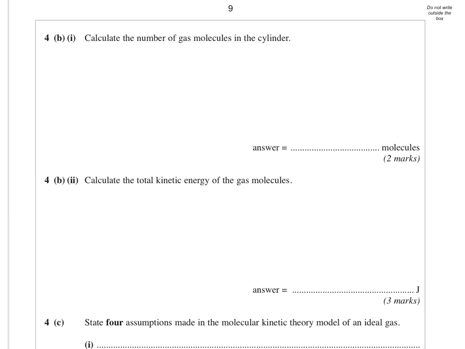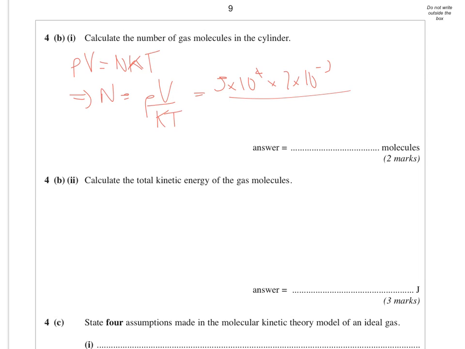Calculate the number of gas molecules in the cylinder. So when we're dealing with numbers of molecules, we're going to be using the NkT form of the equation, and we want N, so it's going to be PV over kT. So what values do we have? We have 5 times 10 to the 4 times 2 times 10 to the minus 3. We're going to dig this number out from the formula sheet. So we've got not Avogadro's number, we've got the Boltzmann constant, which is that one, and we've got a temperature of 290. So let's do some calculations. 5 times 10 to the 4 times 2 times 10 to the minus 3 divided by 1.38 times 10 to the power of minus 23, and then divide by 290. Yeah.